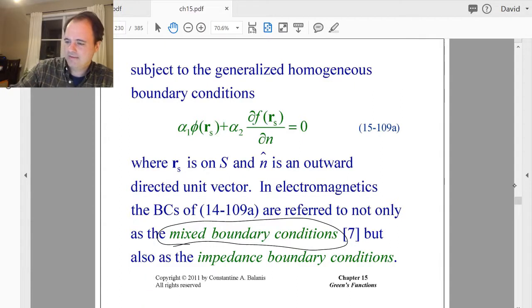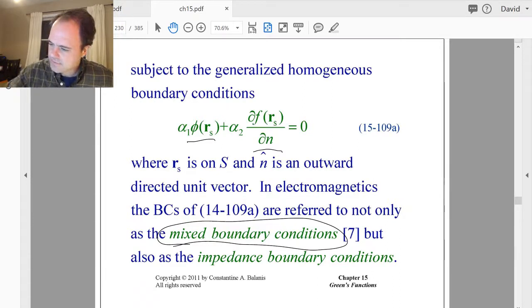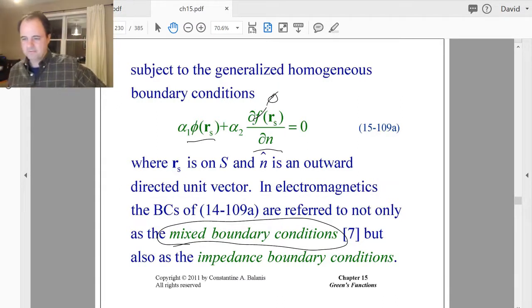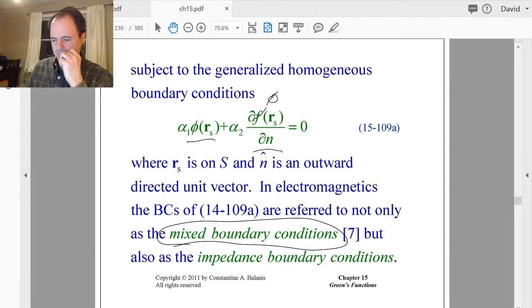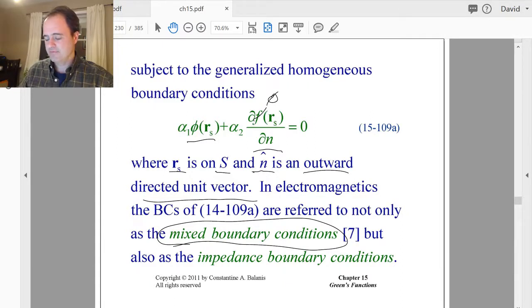Meaning that the function itself and its derivative, this really should be, of course this has to be that, for this to make sense. Where r_s is on the surface and n is the outward directed unit normal of that surface. These are also called impedance boundary conditions.